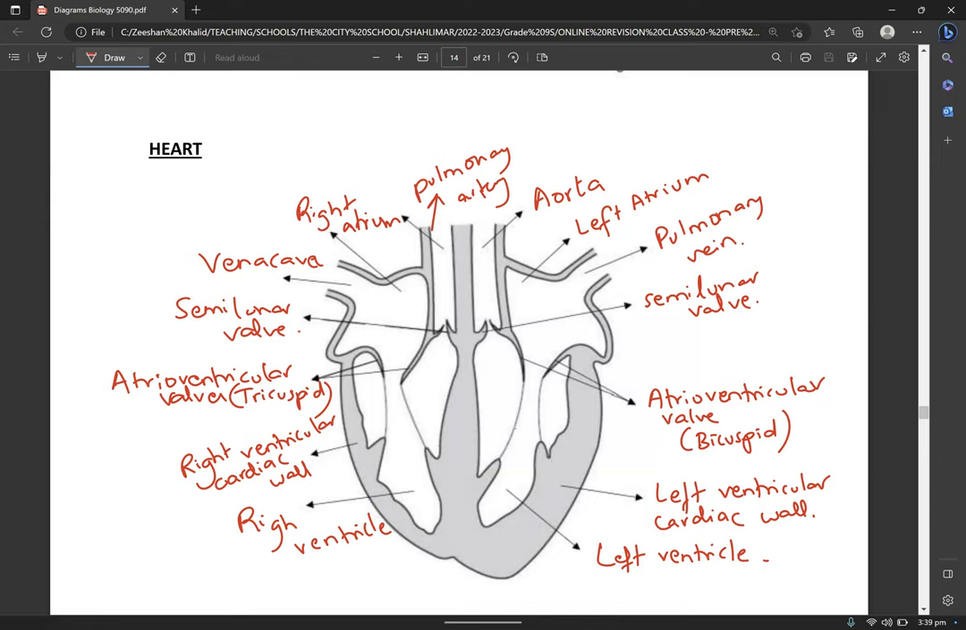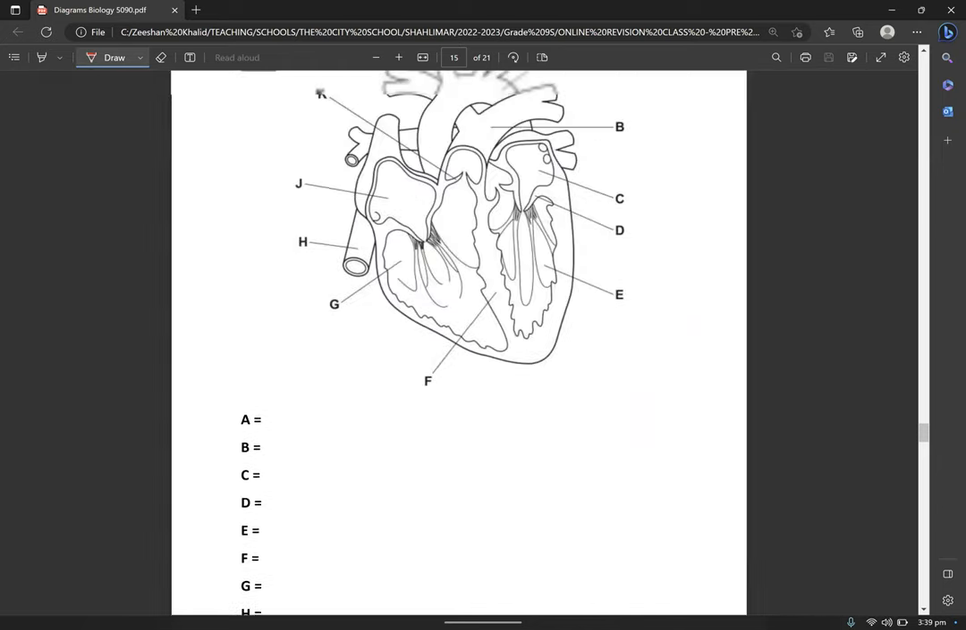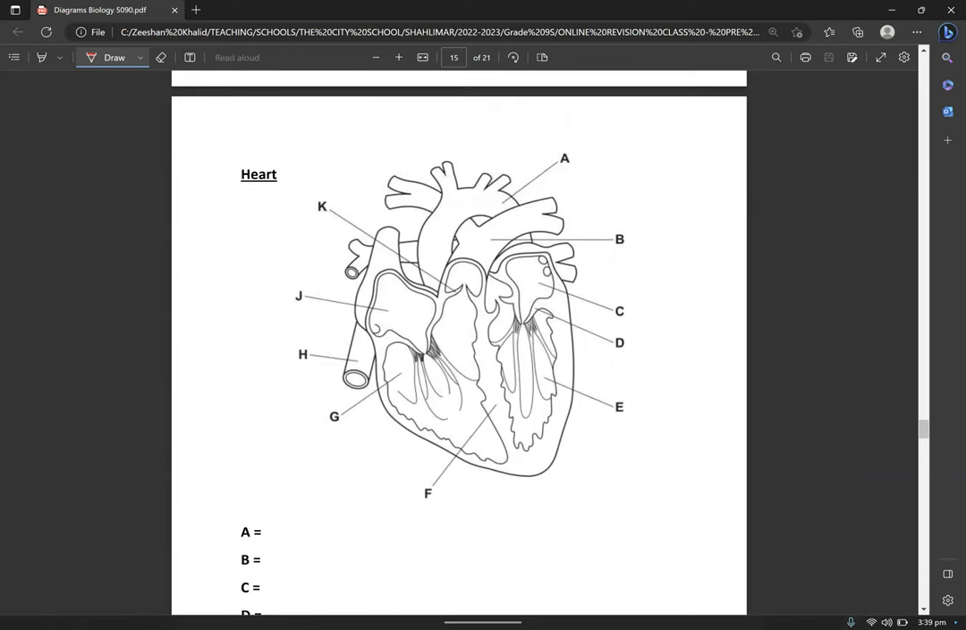Aapke liye ek aur diagram hai, basically. Uski tarah baad mein aate hain, ek aur mujhe past paper mein diagram mili thi. So let's label all of these. So A, remember, is the aorta. Ye jo ek typical is tarah circle art sa bana rahi hoti hai. Ye yaad rakhein, is typical of aorta, okay? Ye jisko maine sara red color se outline kiya.